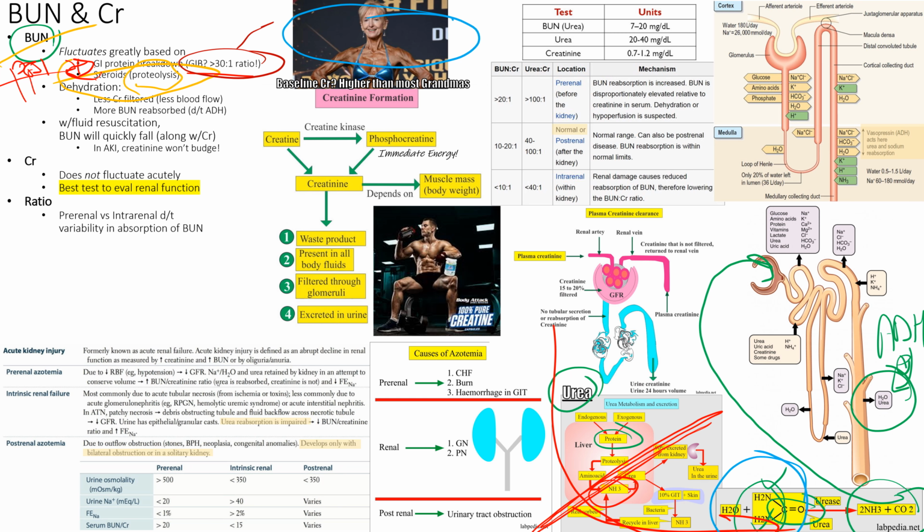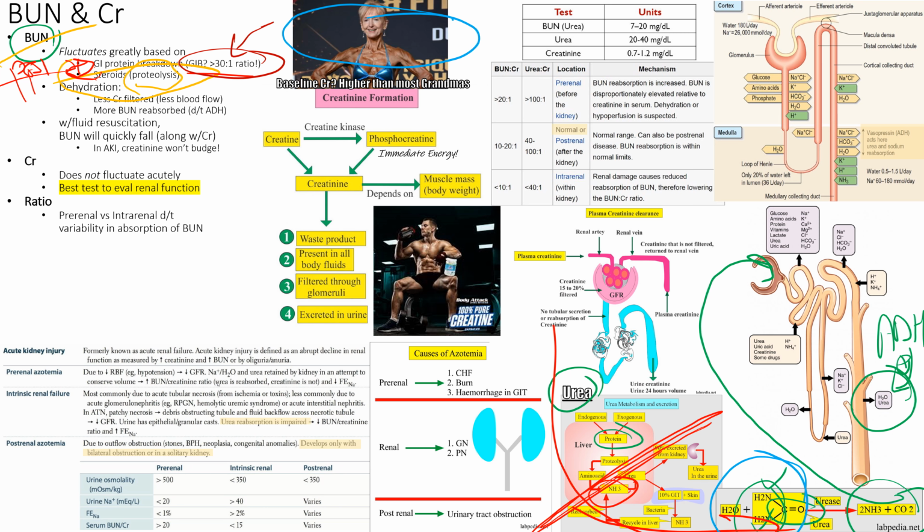And we kind of mentioned this in GI that if it's greater than 30-to-1, that's a GI bleed until proven otherwise. Okay. Especially if they have symptoms. They got hematemesis and your BUN is greater than 30-to-1. It wasn't just because they had red jello. That wasn't the reason, right? The reason was most likely because they have a GI bleed happening.